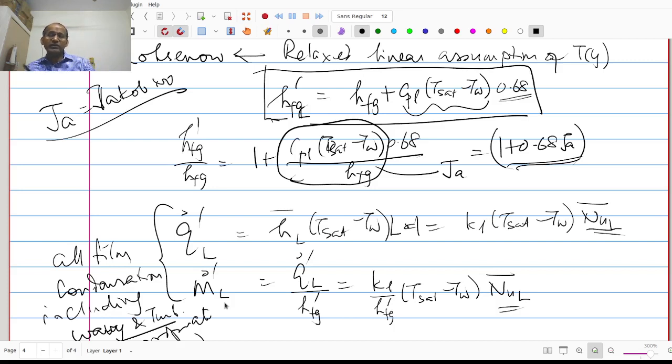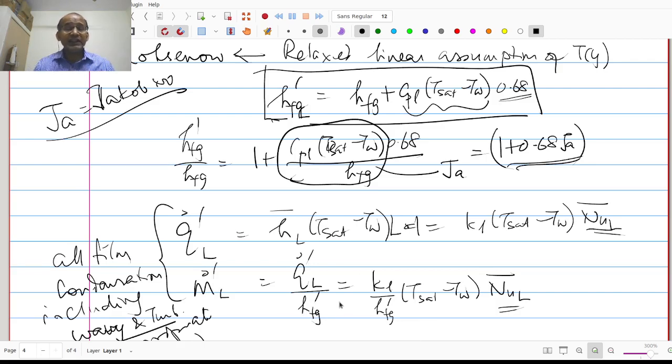which is the mass flow rate of condensate that is going to be collected over unit width of the plate of length L, and from the overall mass and energy balance, m dot L prime multiplied by hfg prime should be equal to QL prime, and therefore this mL prime is equal to Q dot L prime divided by hfg prime, and that gives you this expression.